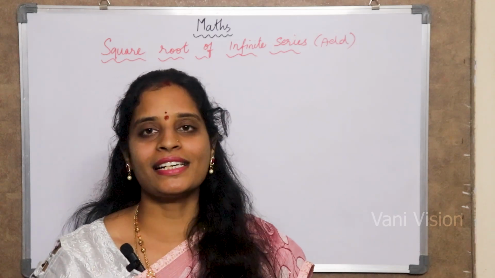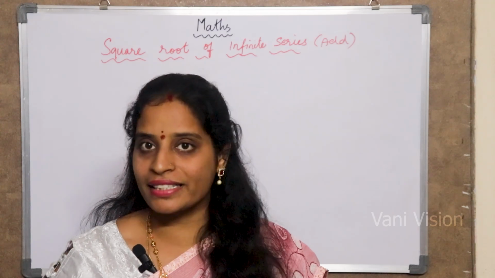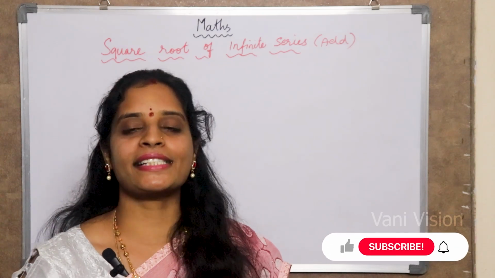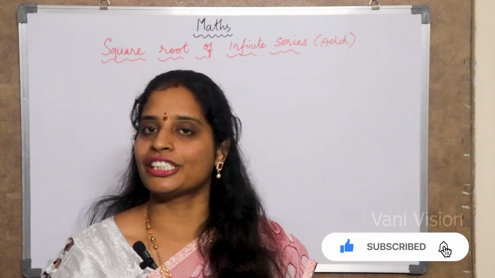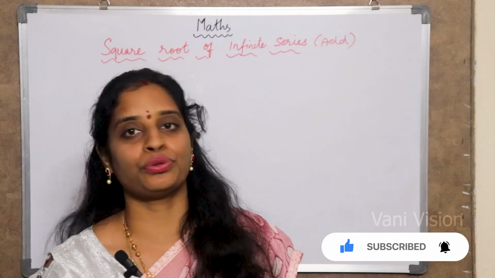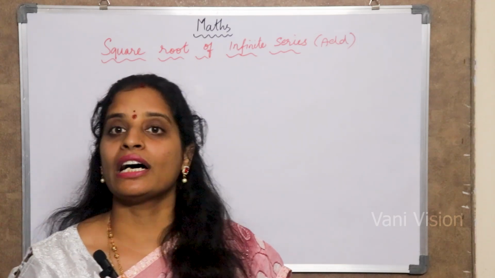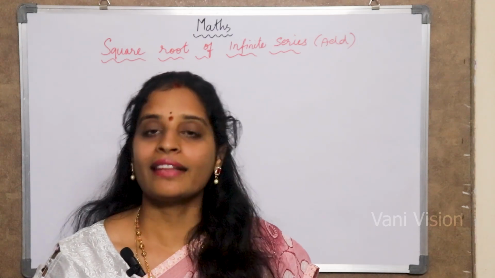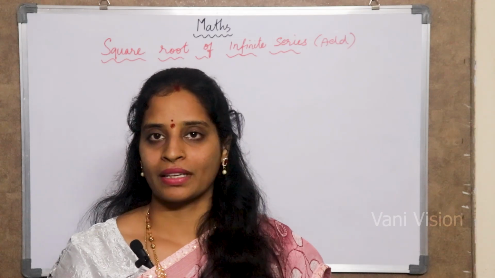In the previous session we discussed the square root of infinite series when they are in product. Now today we are going to discuss the square root of infinite series when they are in addition, like root 2 plus root 2 plus root 2 plus root 2 up to infinity. So how are we going to do it? First we'll see the step-by-step procedure for it. Then next we'll go for the trick behind it. Two tricks are there. Clear?